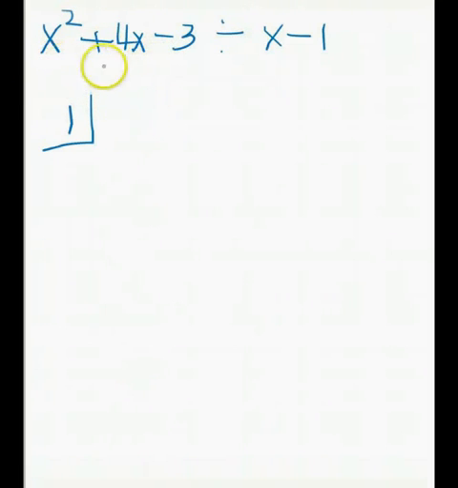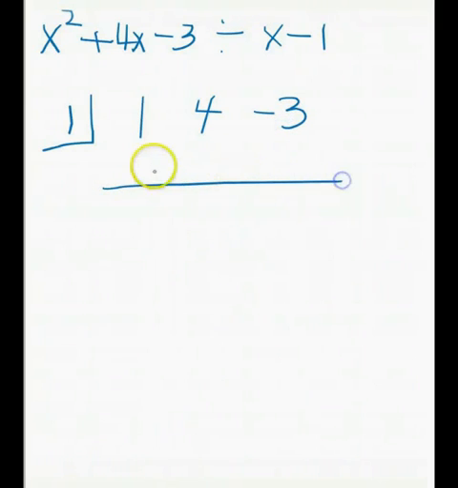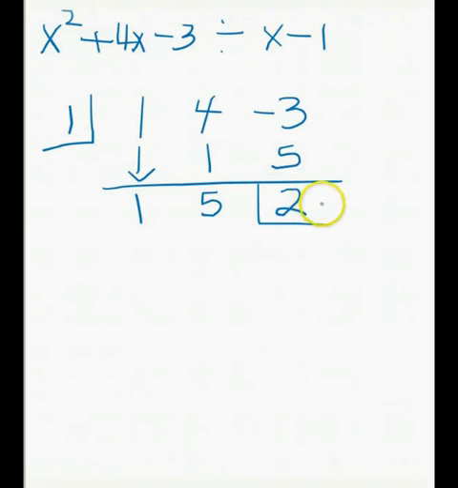In this particular example, I'm not missing any terms, so I'm going to write 1 because I have 1x squared, 4 for the 4x, and negative 3 for the constant. Then you leave yourself a little bit of space. You draw a line. This guy comes down. You do 1 times 1, which is 1, and put it underneath the next column, and then add. You get 5. 1 times 5 is 5. Add down, it's 2. The number all the way on the far bottom corner is your remainder.